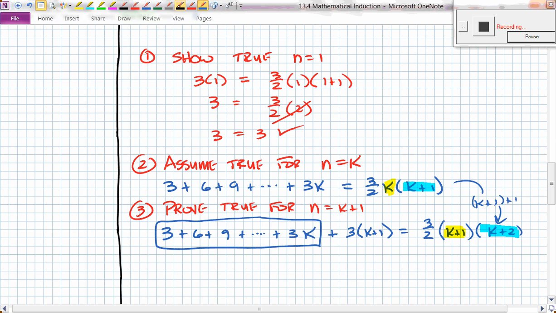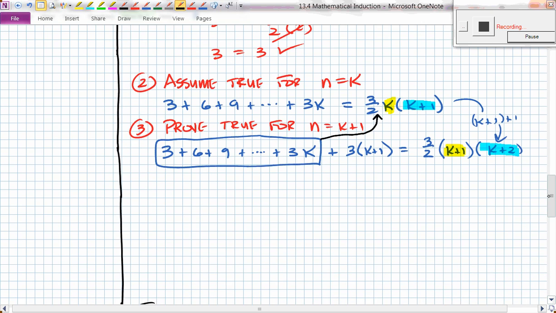So that's the setup. And now we ask ourselves, what does the stuff in the box equal? It's always equal to the right-hand side of step number 2. Well, that's what we're trying to prove. We don't know that. Exactly. So here we go. I've got 3 halves k times k plus 1 plus 3 times k plus 1 has to equal this stuff. Now, if you can make the left look like the right, you're done.